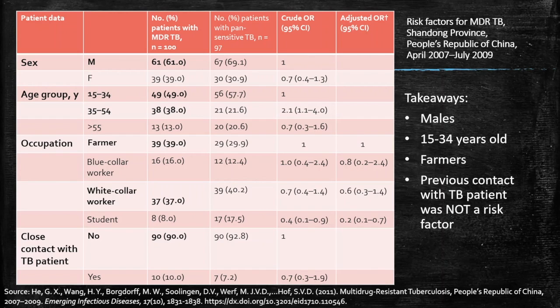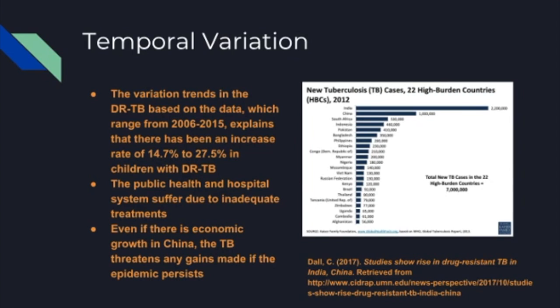So the highest percentages of patients with MDR-TB were males, 15 to 34-year-olds, and farmers. Surprisingly, close contact with a TB patient was not a risk factor. The data, which range from 2006 to 2015, show that there has been an increased rate of 14.7% to 27.5% in the children with drug-resistant tuberculosis.